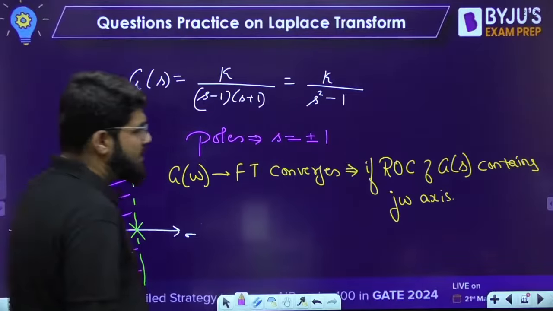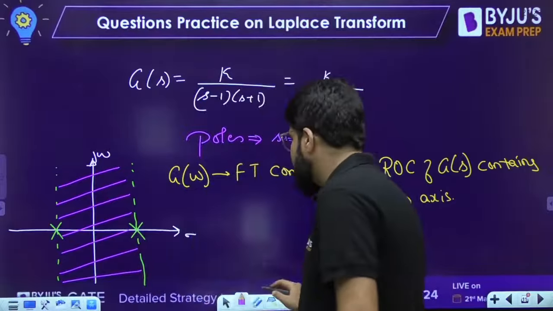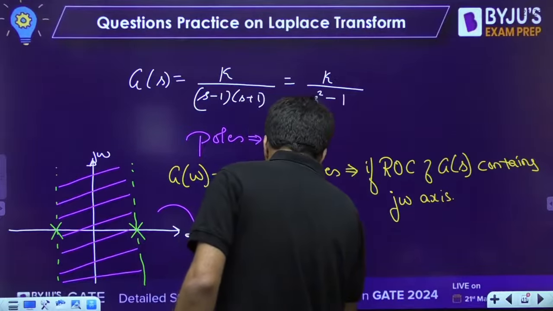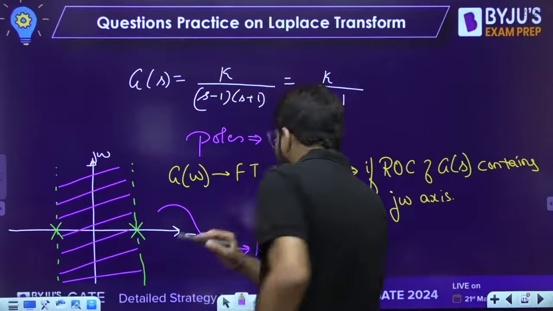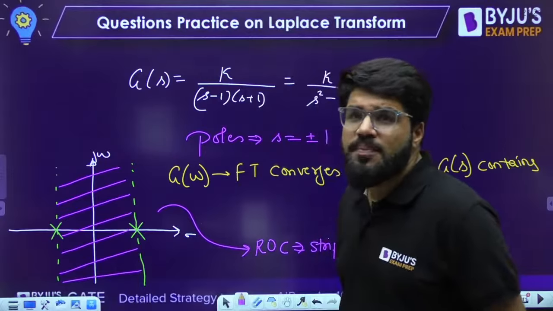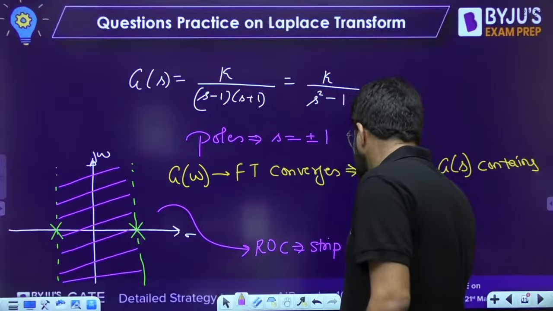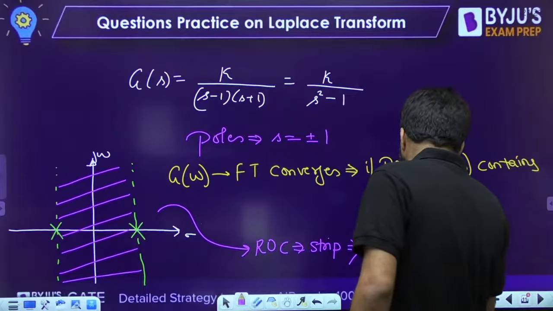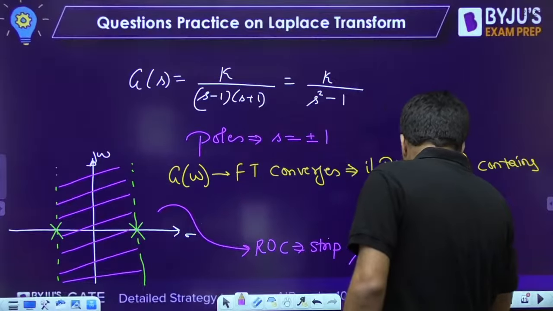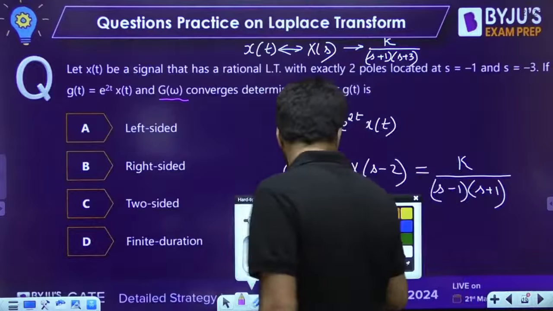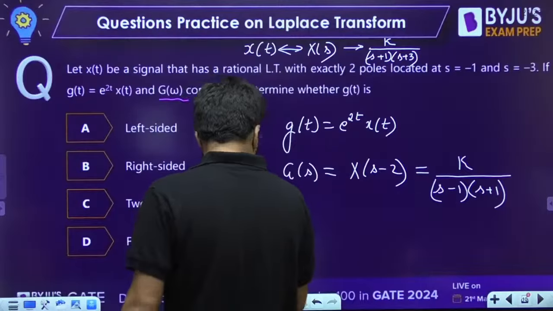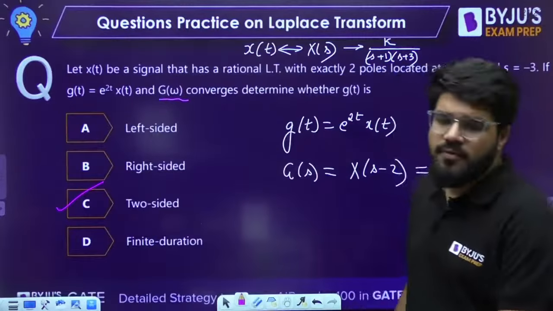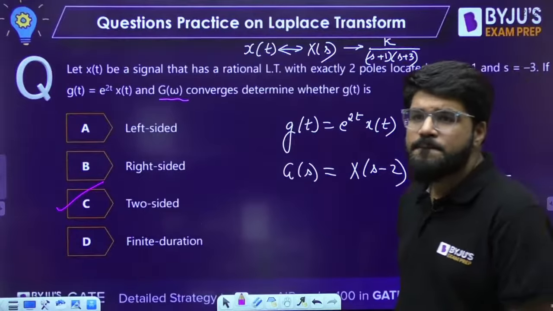That means the ROC is like a strip. What I am able to get from here is that the ROC looks like a strip, and when the ROC is a strip, that is only possible if the signal g(t) is two-sided. Because for a two-sided signal, that is option number C, you get a strip type of ROC.